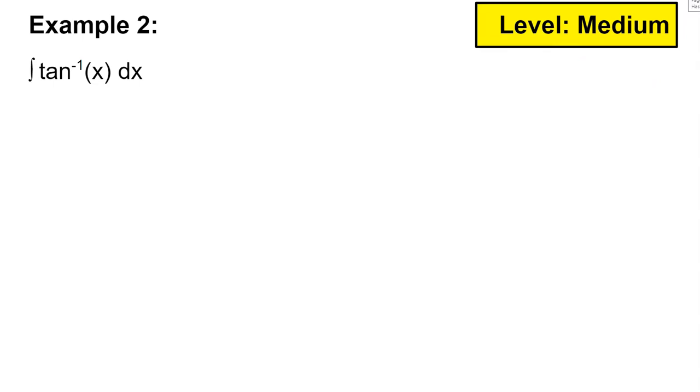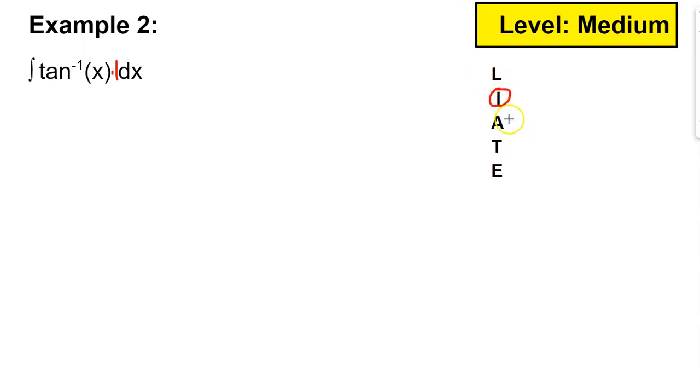Now we technically only have one function in here. So let's recall our favorite acronym, LIATE, and let's see what comes first. As I said before, if you just have one unrelated function, technically you can just do times 1, and then you have your second function right there. So 1 is an algebraic, tan inverse of x is an inverse trigonometry function. Which one comes first?